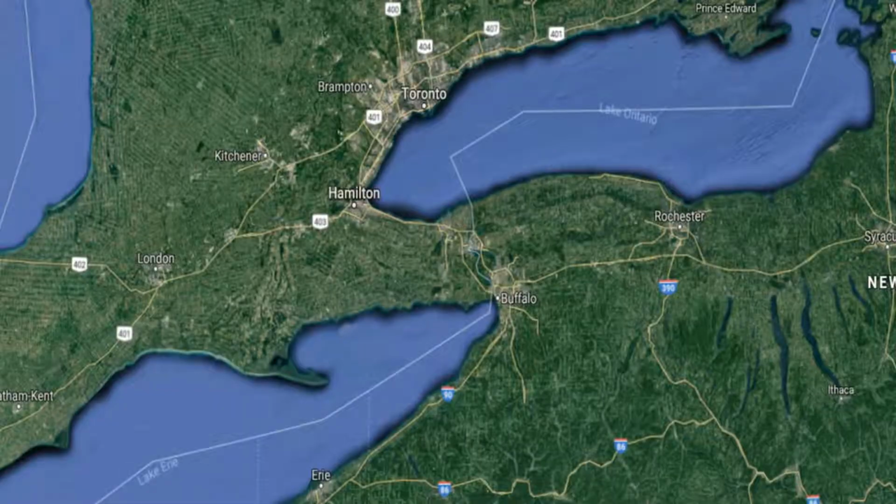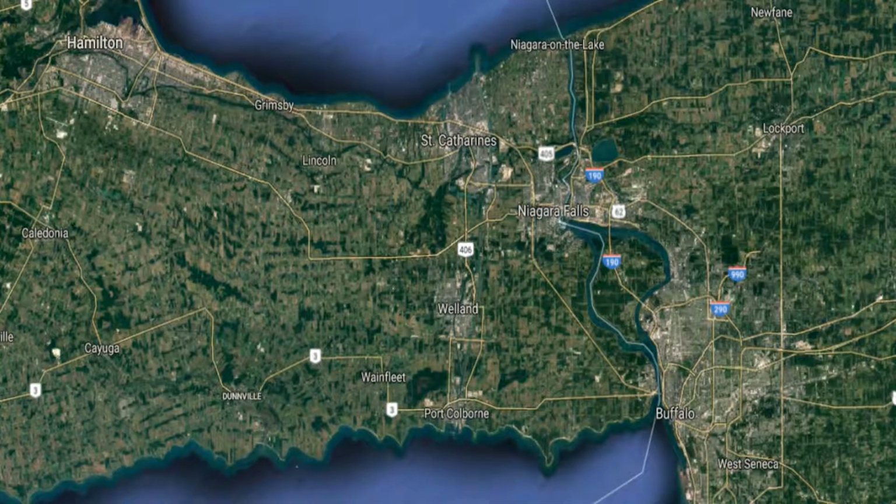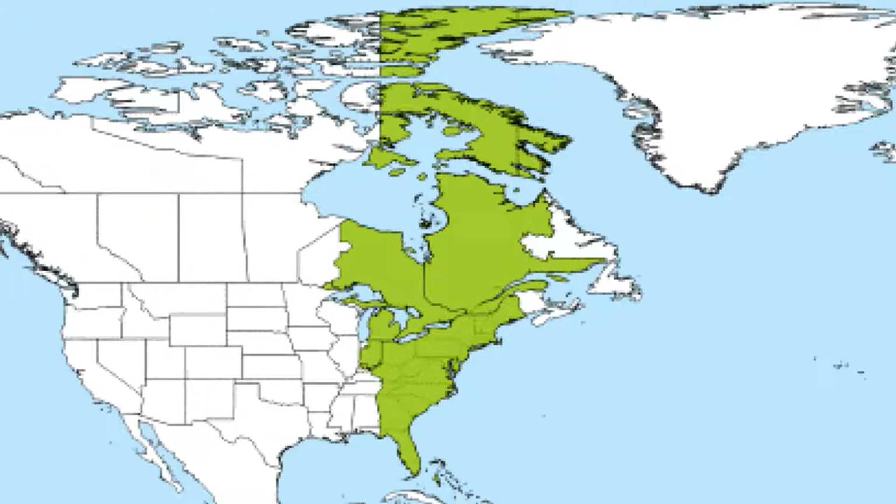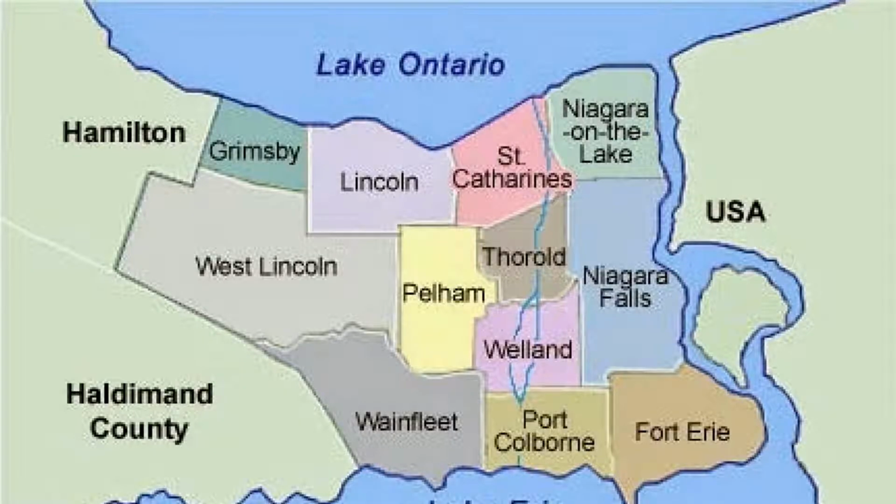First things first, Niagara is more than just one city with a really big waterfall. Geographically speaking, the Niagara region is located in southwestern Ontario, in the country of Canada. It's in the Eastern time zone, which means the time in Niagara is the same as the time in Toronto and New York City.